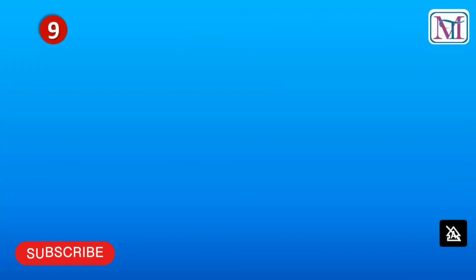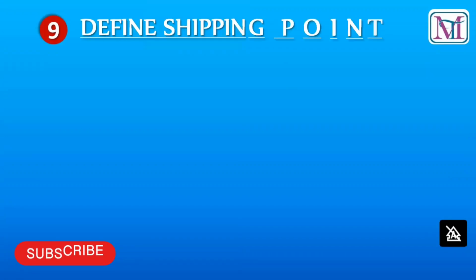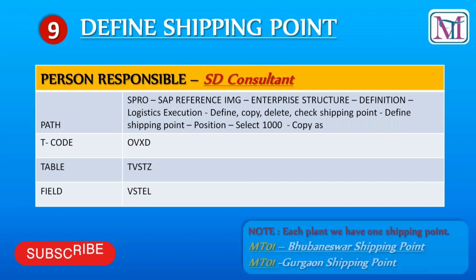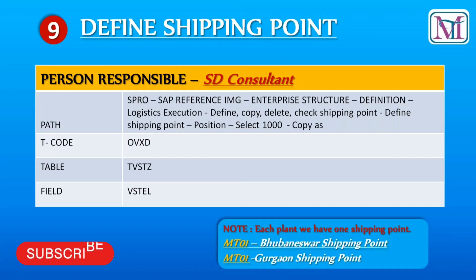Then this is last but not least. Here we have to define the shipping point. So who is responsible to define shipping point? SD consultant is responsible to define shipping point. This is the path. T code to define shipping point is OBXD. Table for shipping point is TVSTZ. And what is the length for shipping point? Length for shipping point is a 4-digit code.